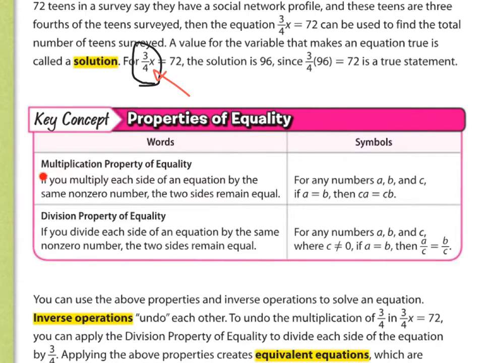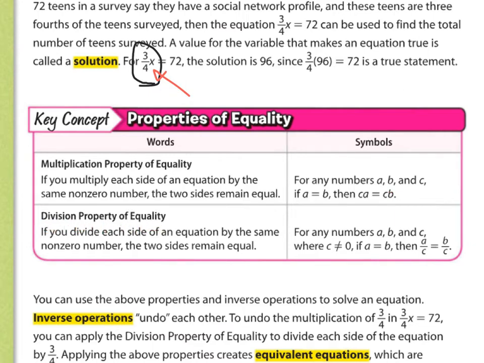So let's read about that. Multiplication property of equality. If you multiply each side of an equation by the same non-zero number, the two sides remain equal. So it's saying that whatever you do to one side, you must do to the other side in order for the equation to remain true. For any numbers A, B, and C, if A equals B, then CA equals CB. You see that? Whatever you do to one side, you must do to the other.